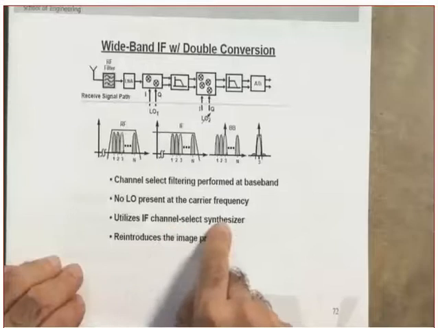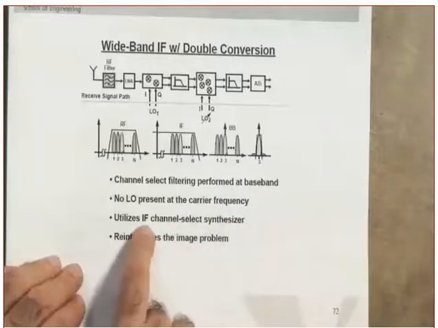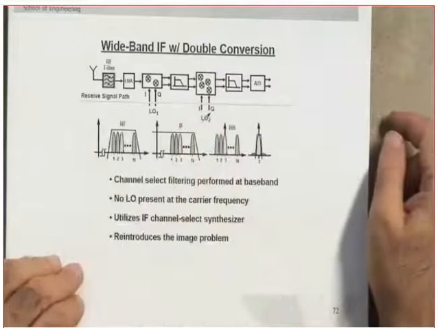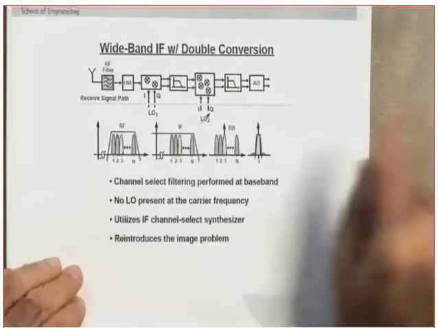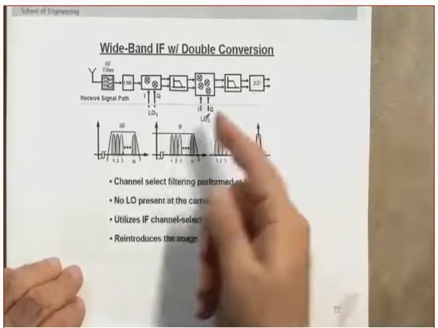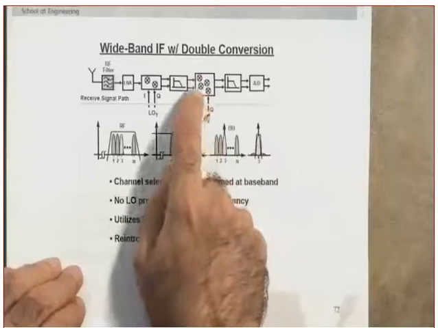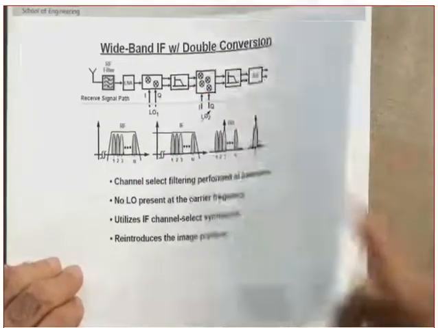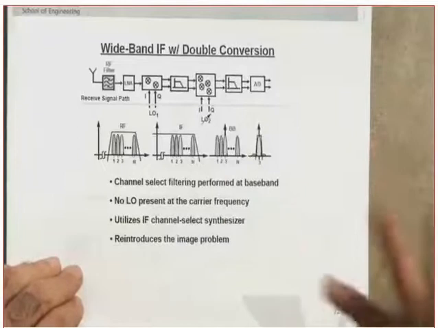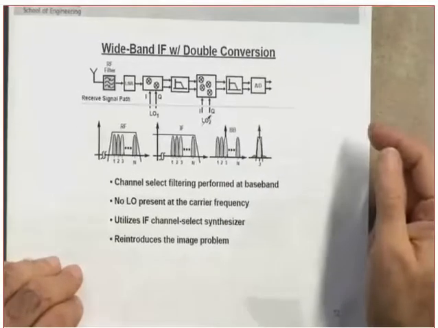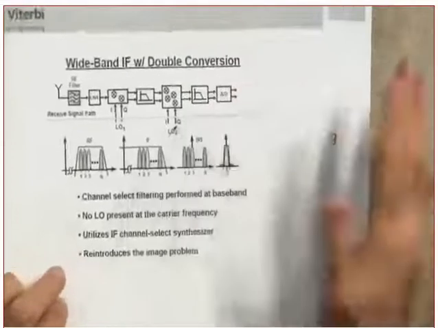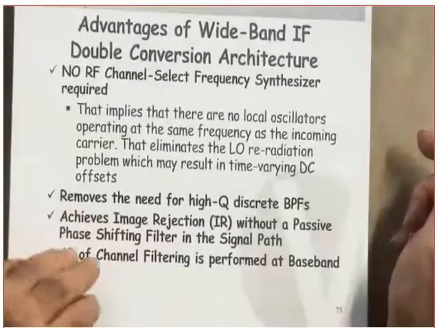Utilizes IF channel select synthesizer. Where? Can you show me where that is in the diagram? There's this one, not this one. Are you following me or not? Okay. This one, by the way, how come nobody asked, how come I have 4 circles? You are going to use 2 sets of IQs. But I will show it to you when we get to the modulation. Don't worry about it right now.